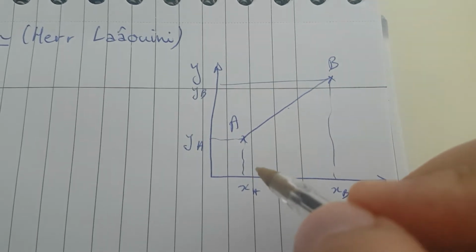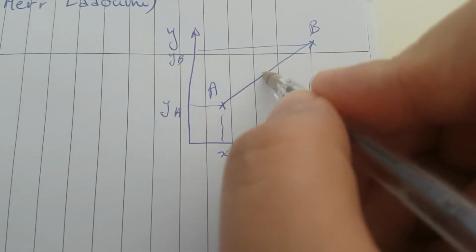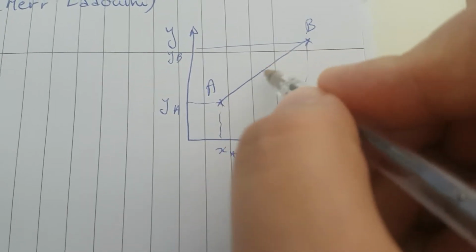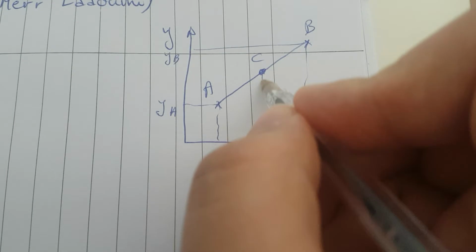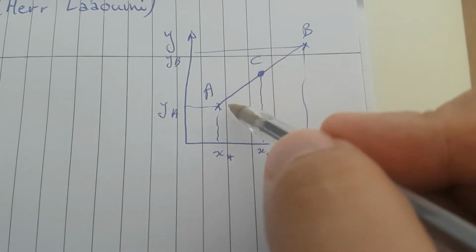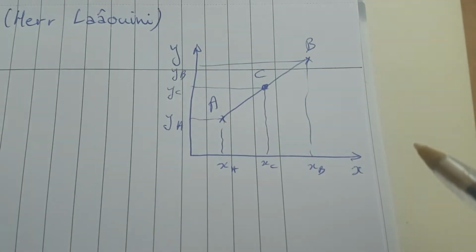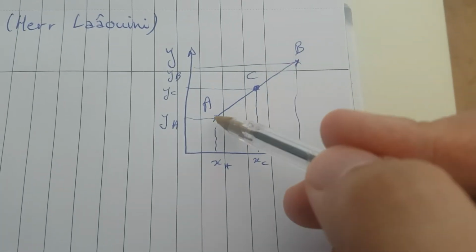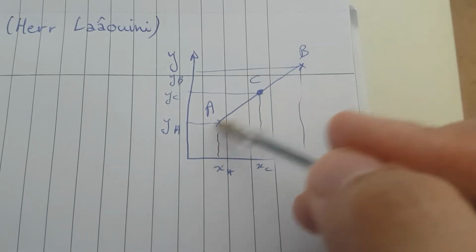Now what does linear interpolation give us? If for example we get a point somewhere here, it doesn't need to be in the middle, but let's say we have a point here which we call C. If we were given xc, we use the linear interpolant equation to find the y coordinate, which is yc. We are going to use the equation of the slope of the line.